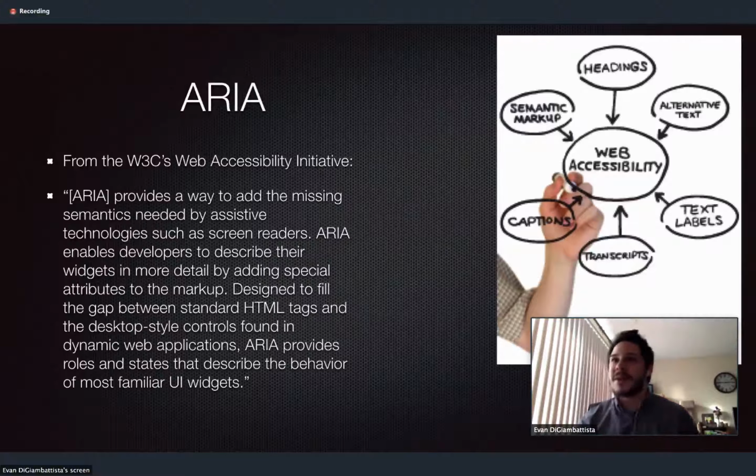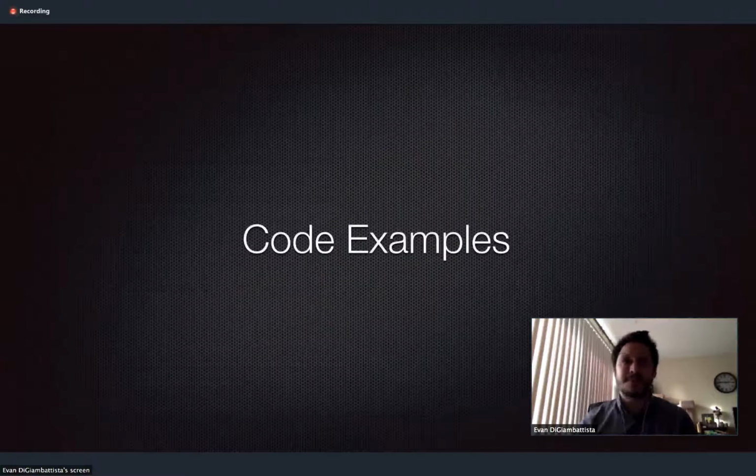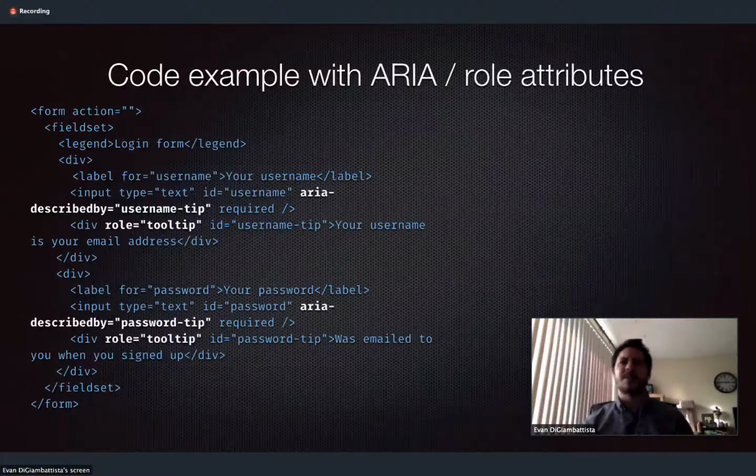And this picture here, I think, is a really good explanation of what we can do as web developers to start creating more descriptive tags, headings, alternate text, text labels, transcripts, captions, semantic markups. All these things play together to provide a more accessible experience. So finally, some code examples.